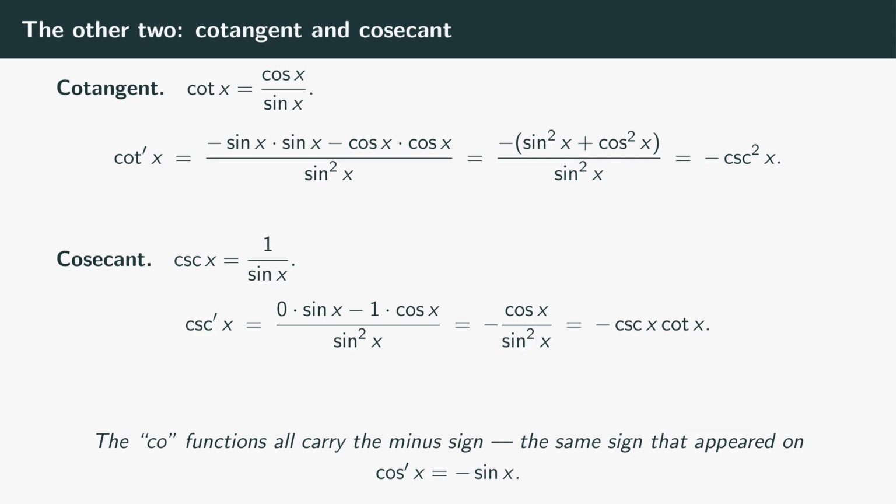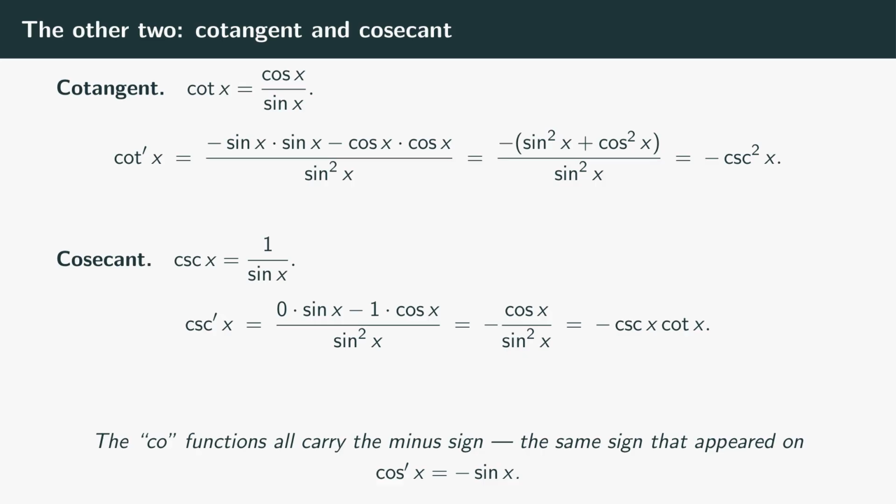Cotangent and cosecant work the same way. Cotangent is cosine over sine. Quotient rule. Numerator, derivative of cosine minus sine minus cosine times the derivative of sine, which is cosine. That's minus sine squared minus cosine squared, which is minus the quantity sine squared plus cosine squared, which is minus 1. Divide by sine squared. The derivative of cotangent is minus 1 over sine squared, which we write as minus cosecant squared.